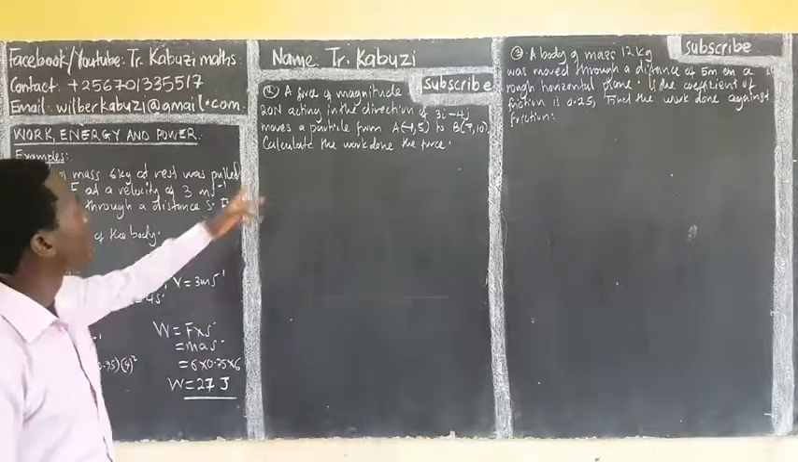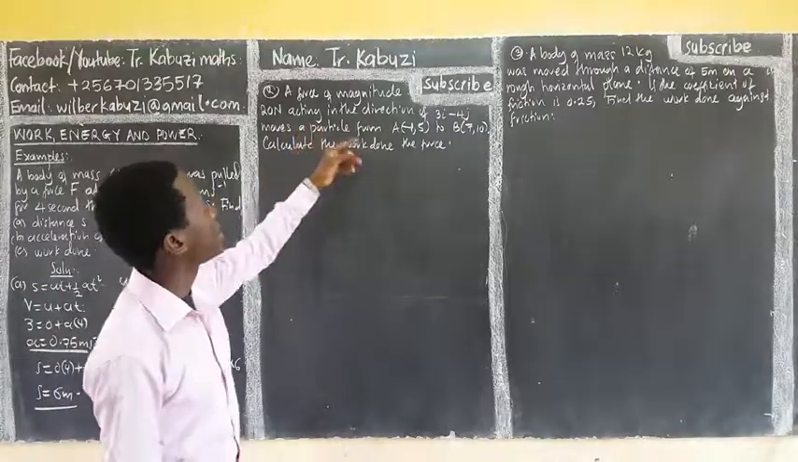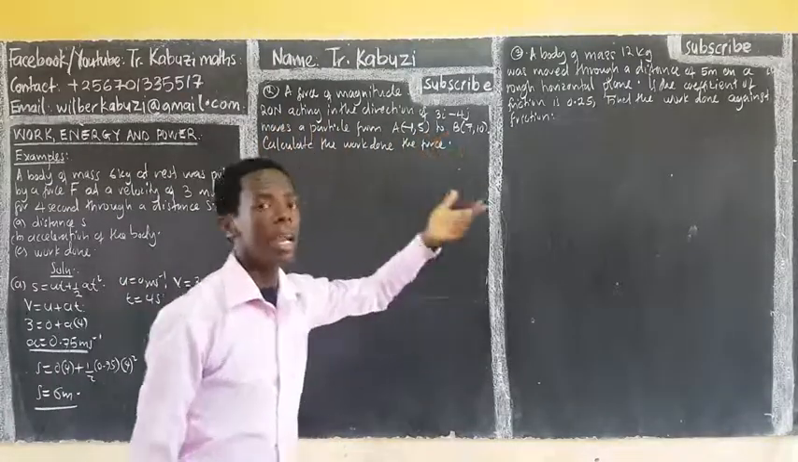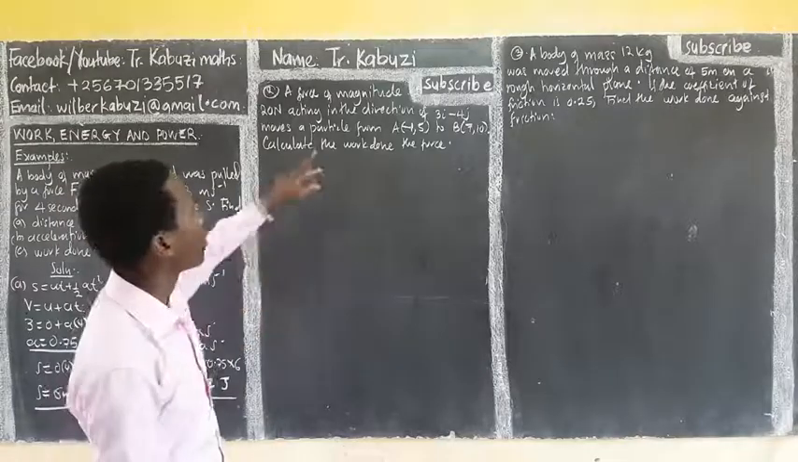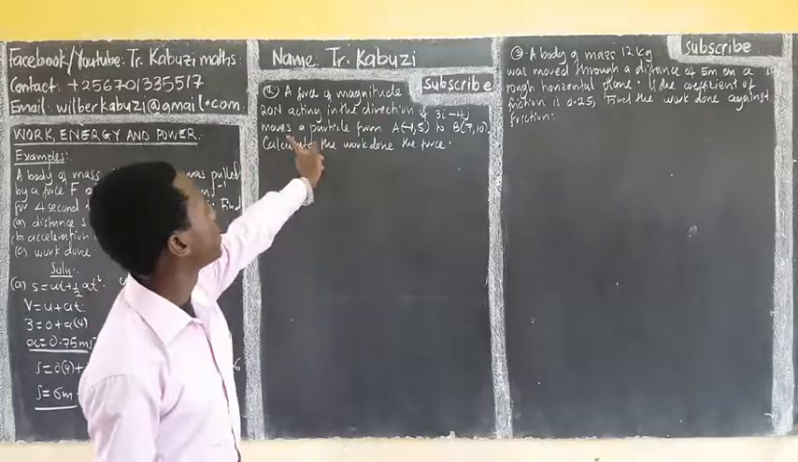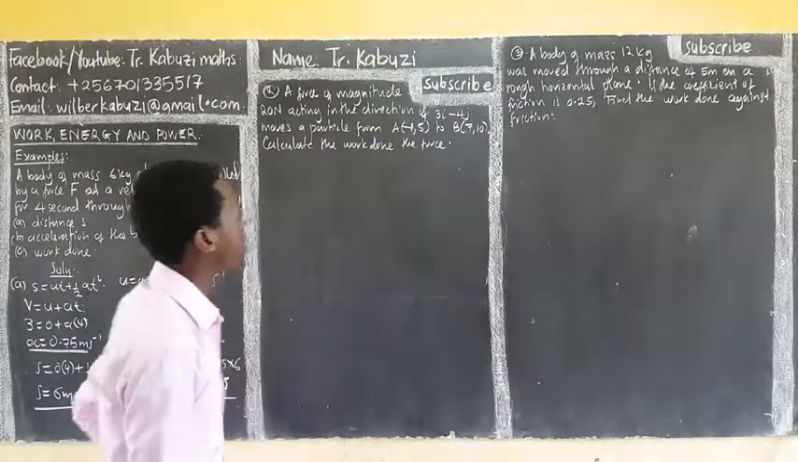Okay, then we count this. A force of magnitude 10 newtons acting in a direction. So the moment they are giving you the force and the direction in which it's acting, that calls for another way of getting that force in terms of the direction. It moves a particle from this point to this point.